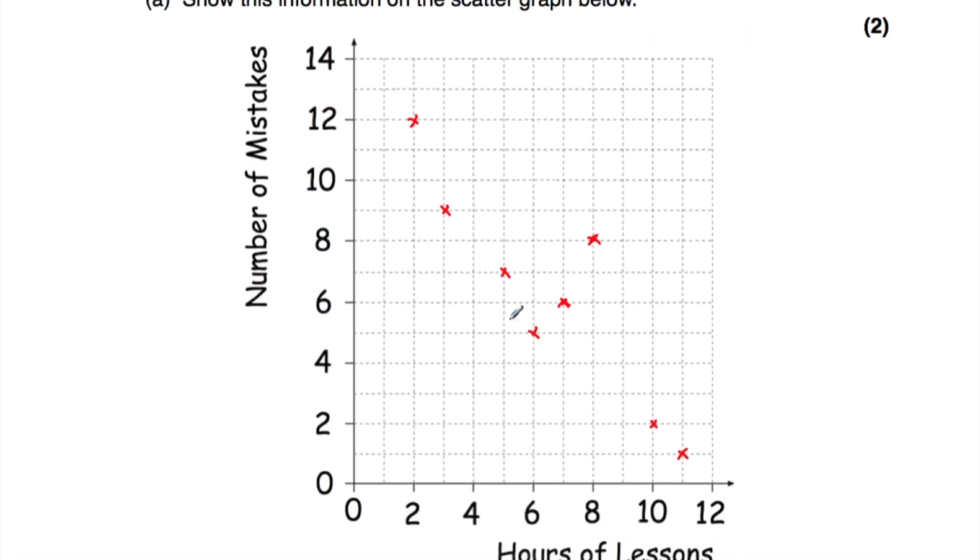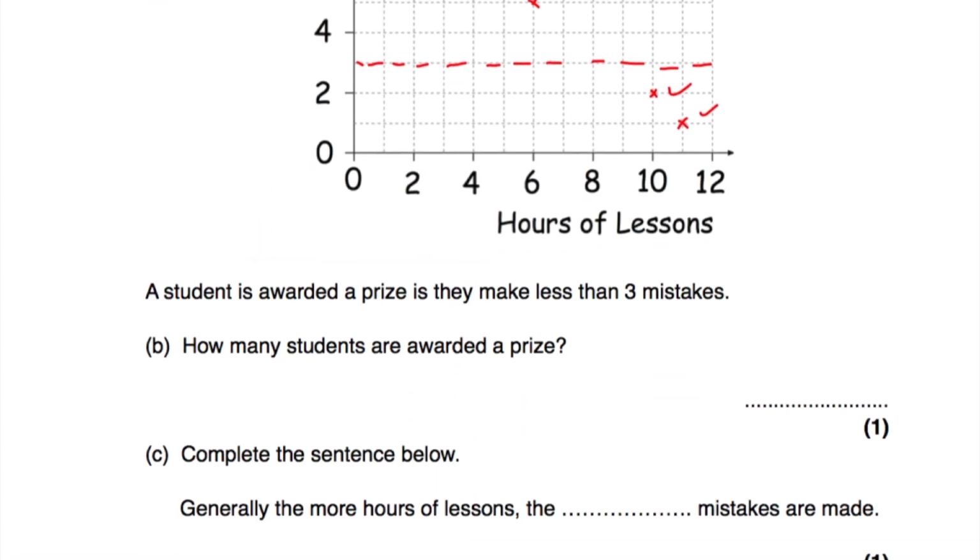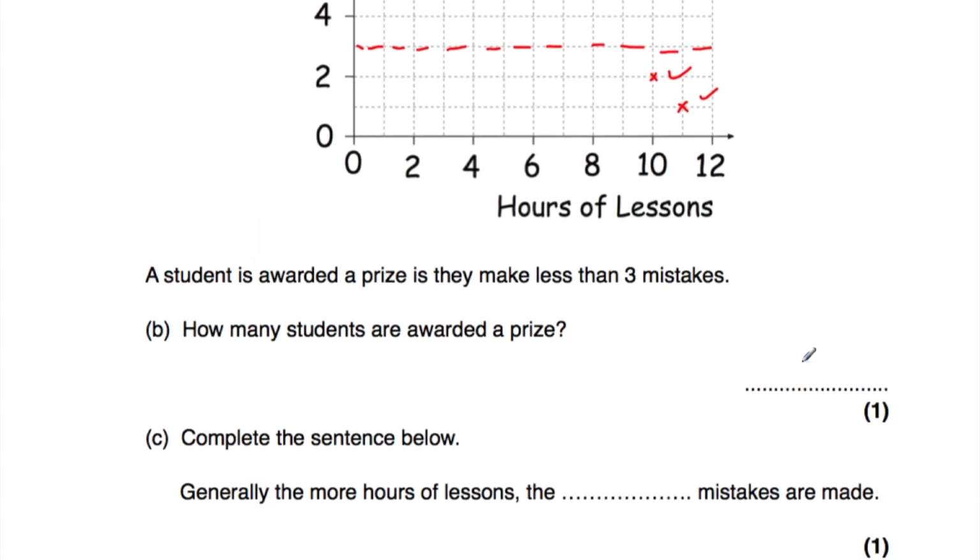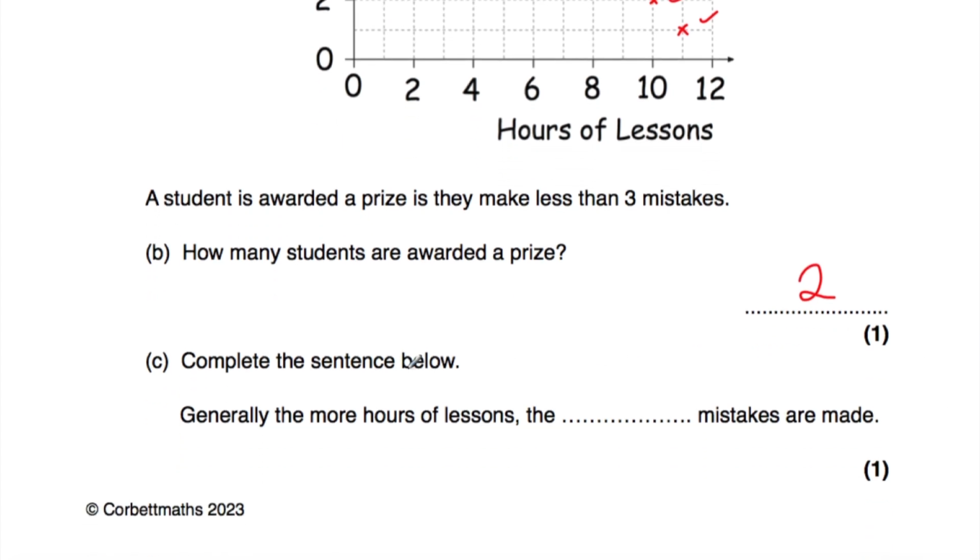Alternatively, we could look at our scatter graph, and if they made less than 3 mistakes, they're awarded a prize. So if we go to 3 mistakes, which is here, and we go across and draw a line, anyone below that line will be awarded a prize. So that means that this person and this person are awarded a prize. So how many students are awarded a prize? The answer is 2.